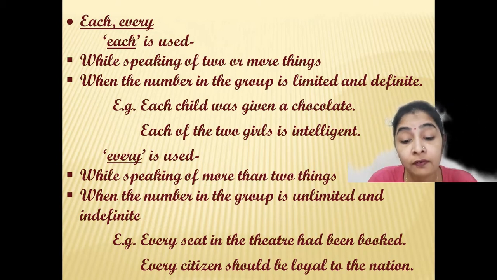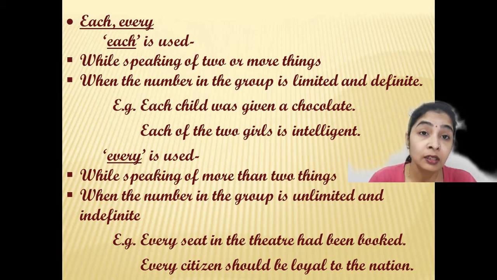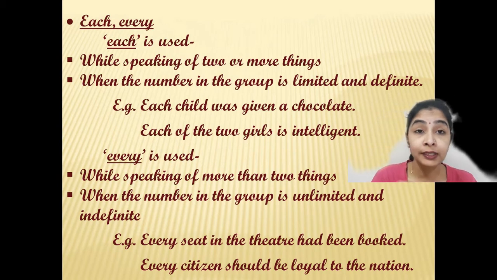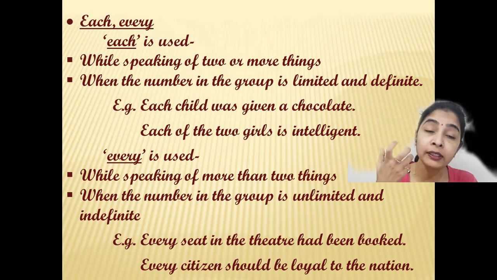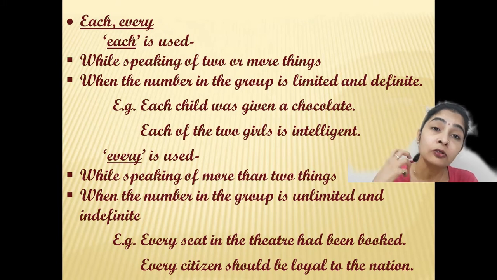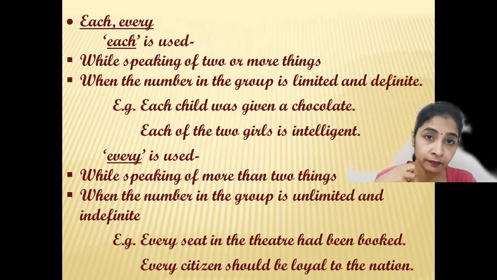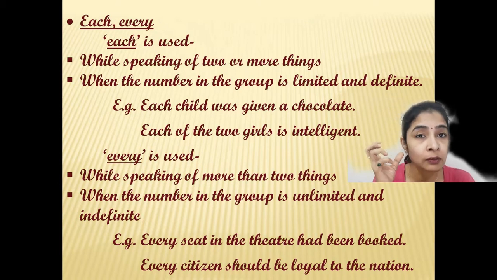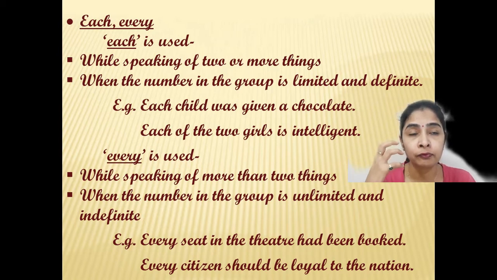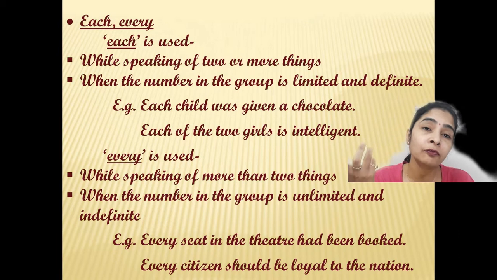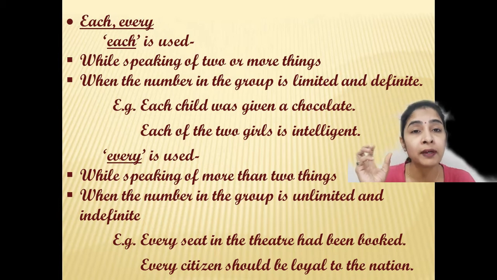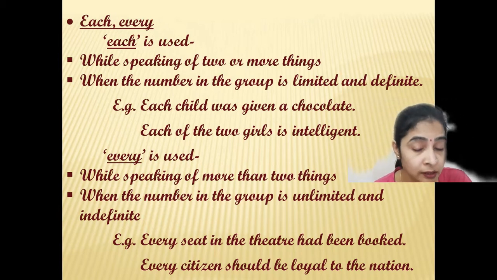Moreover, the next example is: every citizen should be loyal to the nation. The number of citizens in a country is big. Here we are saying that they should be loyal to the nation, and we are not pointing at any particular citizen, so we use every. So every is used where the group is large, we are not pointing out any one, and the group is indefinite, that means there is no fixed number of people. Each is used when the group is limited, a small group, and we are pointing at each and every member in the group.